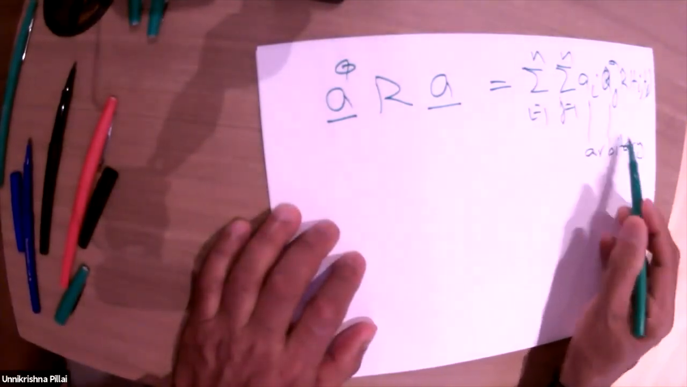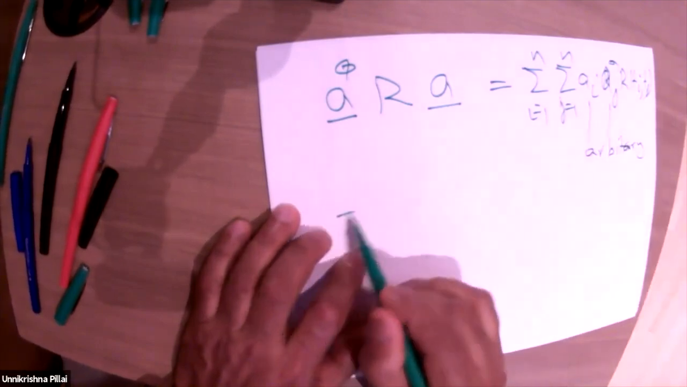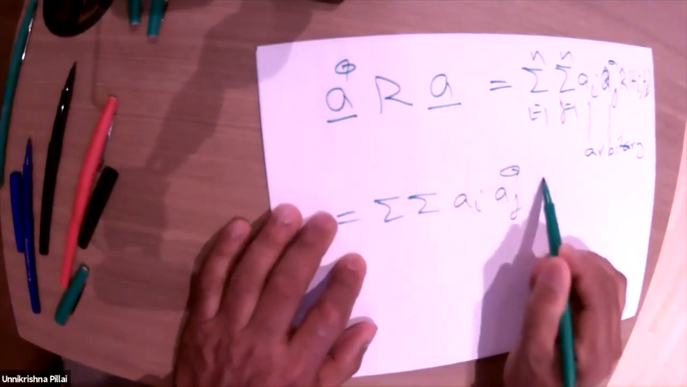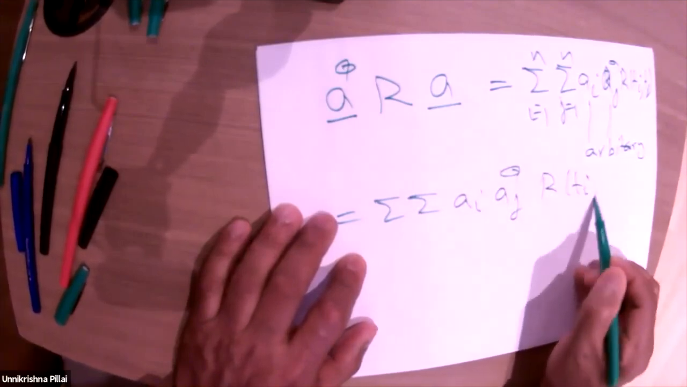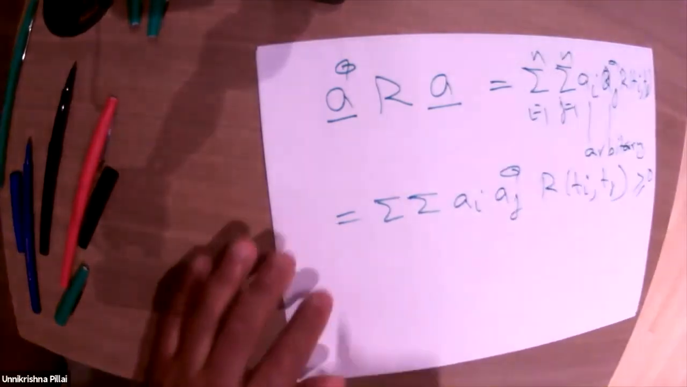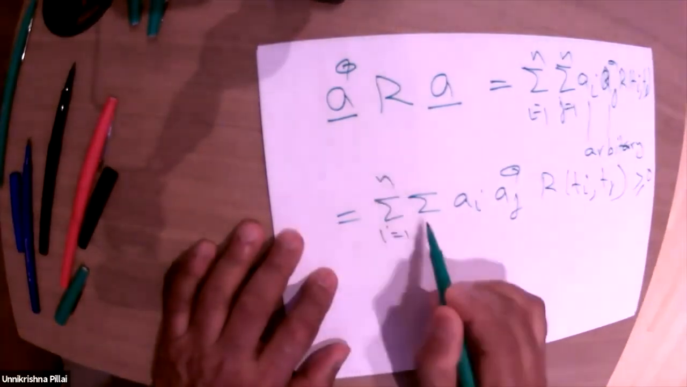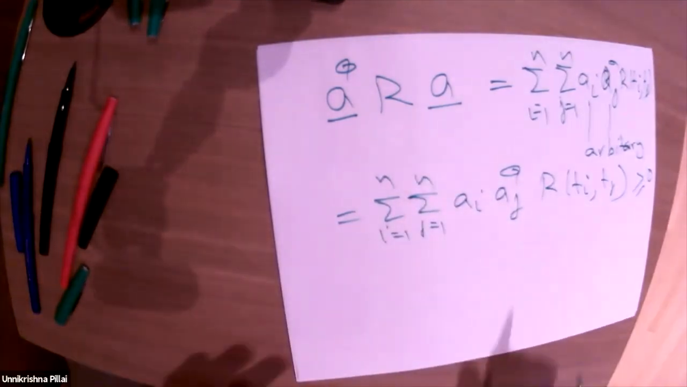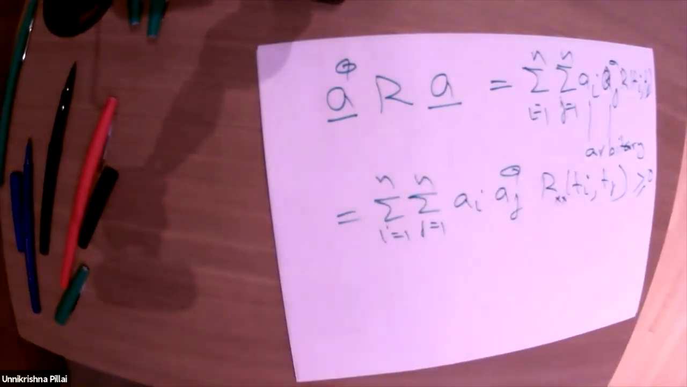Another way to look at it is like this. If I take this quadratic product, double summation AI, AJ star, R(TI, TJ), this will always be non-negative. So you can ask, why is that? That's the property of the autocorrelation function for any process RXX.